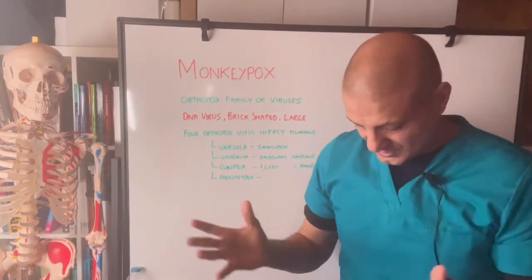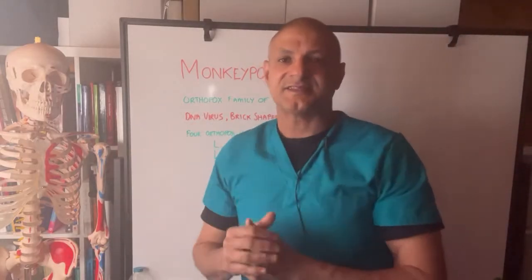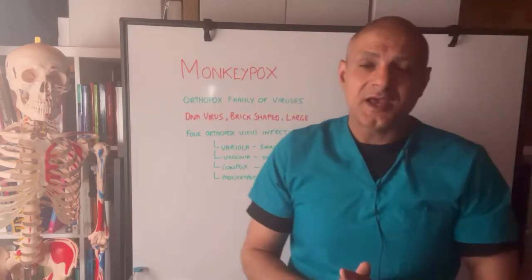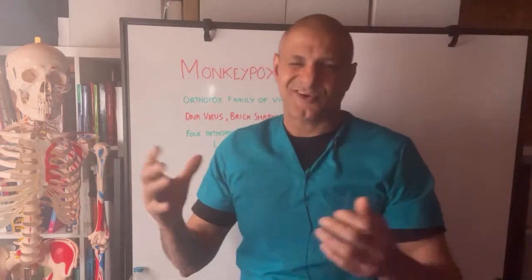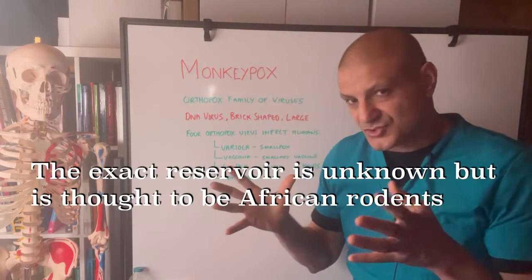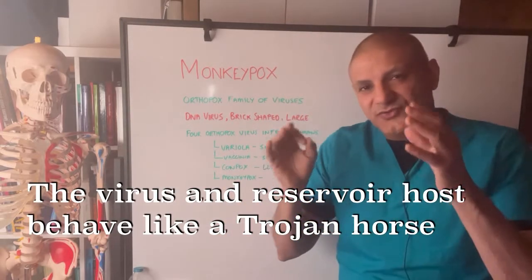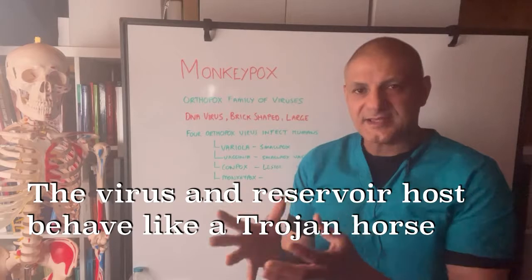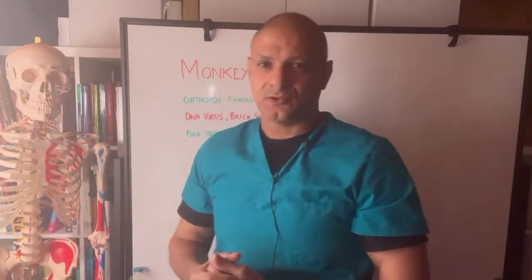The natural reservoir are not monkeys. They get infected by the virus, hence the name. The reservoir, as yet, is unknown, but a lot of the scientists think the reservoir, the host, is a rodent, an African rodent, and it's kind of like a Trojan horse. So it's biding its time, this virus is waiting for the right opportunity to attack. So it hides in these animals, and when it gets the opportunity, it launches itself.